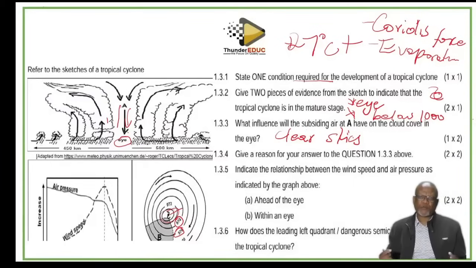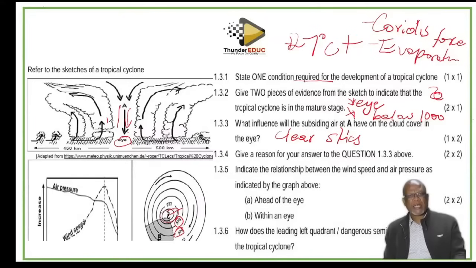So I'm bringing these two concepts together because now we are doing revision. We have already done berg winds. We know they are hot and dry winds. Why are they hot and dry? Because the air is subsiding. Now, what's happening with the subsiding air? The subsiding air is heated. So those conditions are the same in the eye of a tropical cyclone and also with the berg winds.